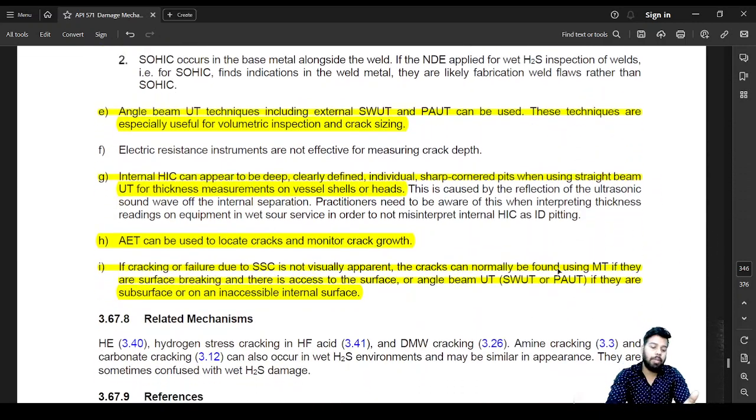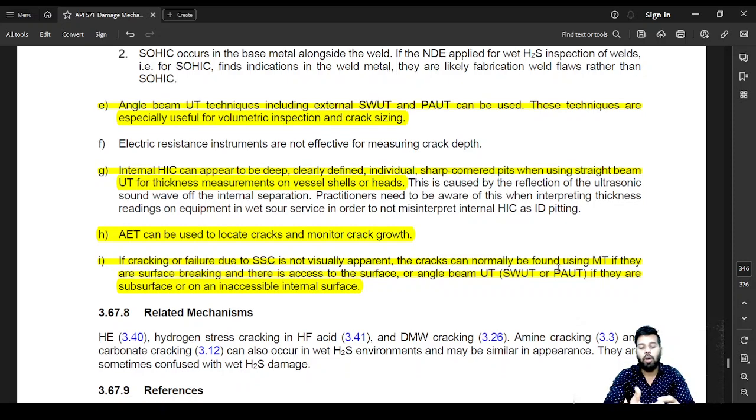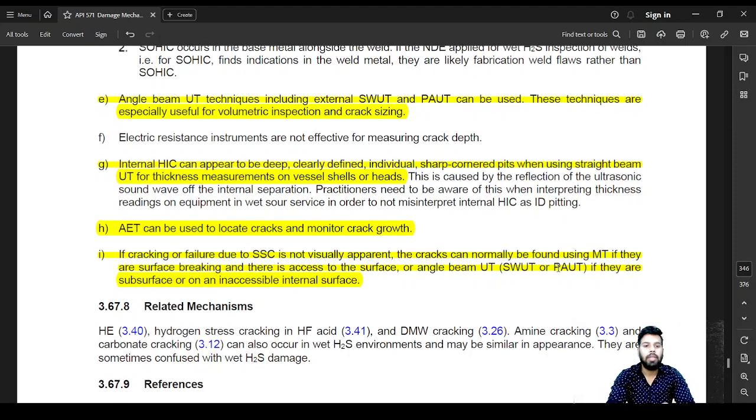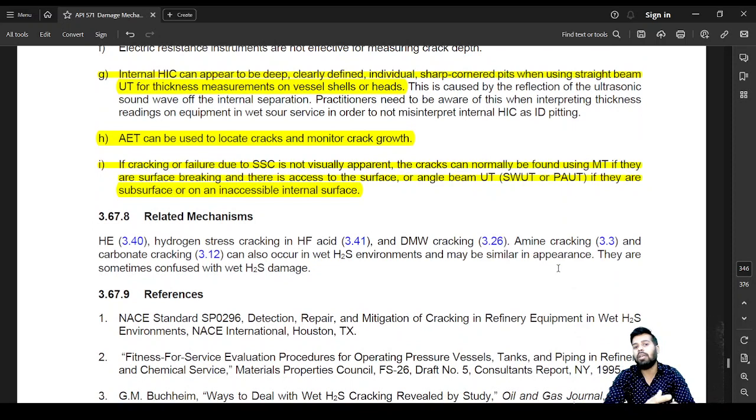Angle beam UT can also help you in doing this. Where you suspect that the crack being developed is subsurface or internal to the surface, or if you want to size the crack internal to the surface, then UT and post-weld PAUT are going to be the better options. Internal HIC can appear as deep, clearly defined, individual sharp cornered pits when using straight beam UT for thickness measurements on the shells or heads. Acoustic emission testing can be used to locate cracks and monitor crack growth.